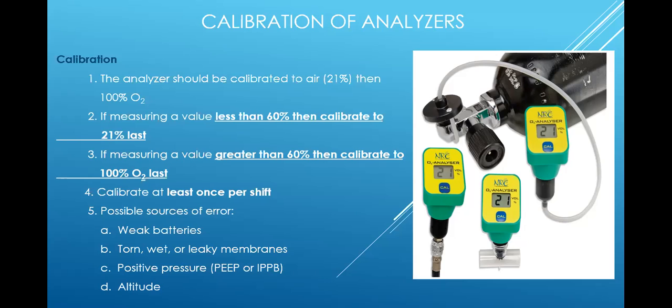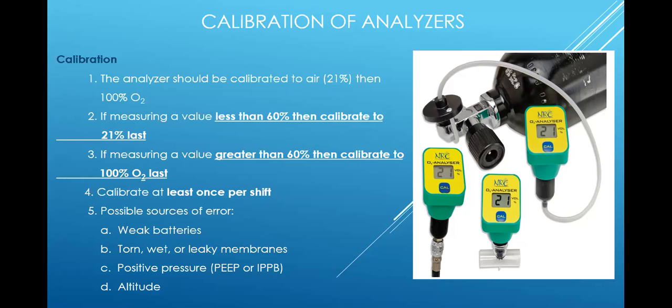Calibrating is two things. You have to calibrate to room air and 100%. When I first get it out of the box, I have to calibrate it to 21% and then calibrate it to 100%. That's the first thing, okay? But if I'm getting ready to come behind you and test a patient, then before I test his stream of gas, I have to calibrate my analyzer, okay? And if you tell me it's anything less than 60%, whatever he might be on, then I calibrate to 21% last, all right? So I'm going to calibrate to 100%, then to 21%. Then I can test him, okay?